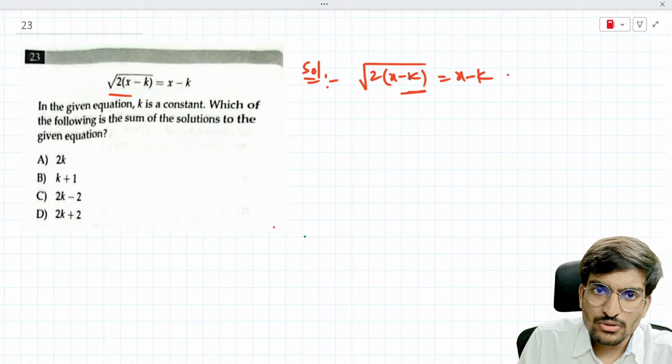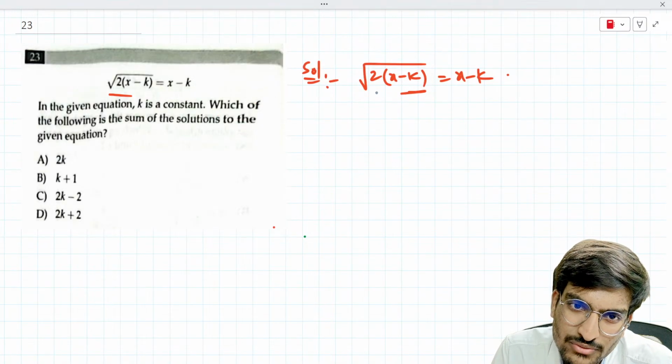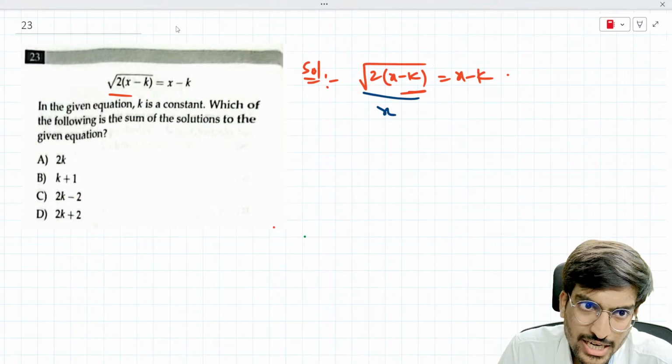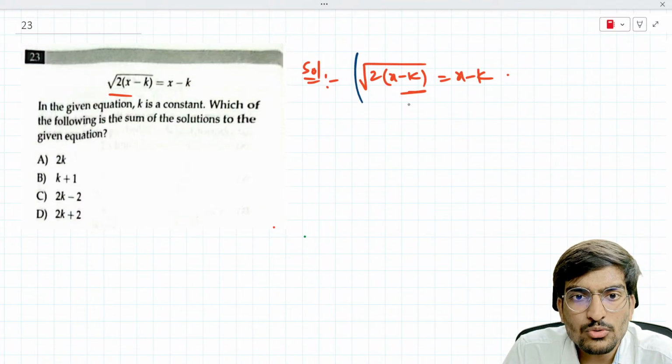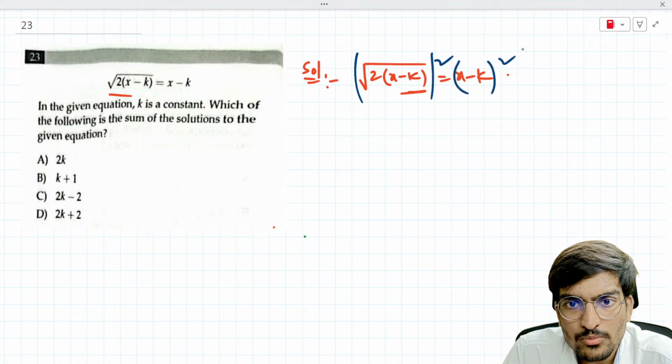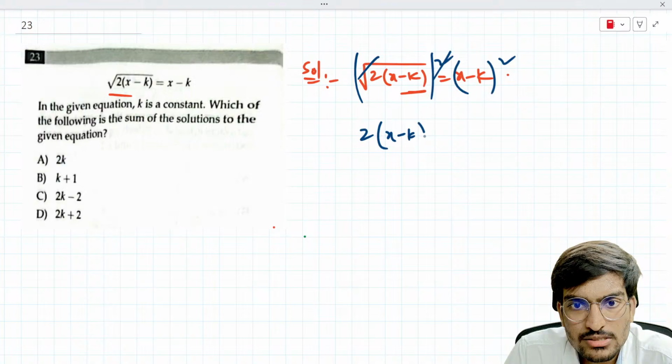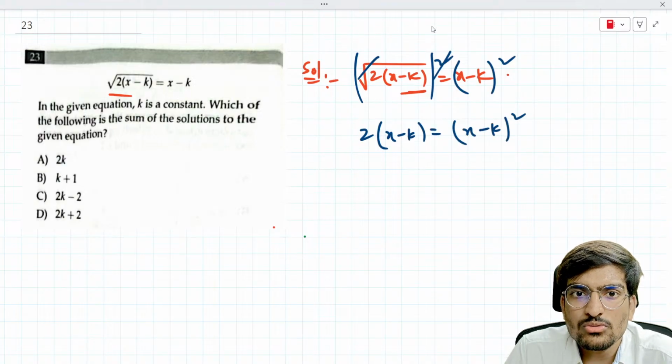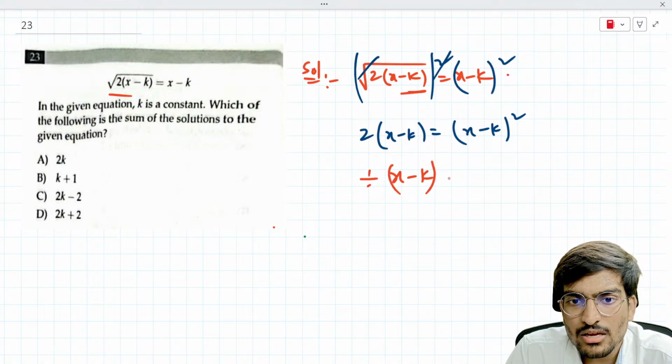What we can do, we have something in common, but are we able to divide by x minus k? No, we can't do that because there is a root. So let's try to remove this root. So square on both sides. So 2 into x minus k equals x minus k whole square. So we want to remove this x minus k thing. So divide x minus k on both sides.